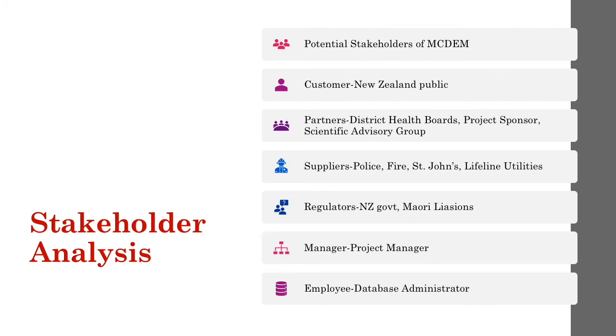Next is stakeholder analysis. A stakeholder analysis is an important technique for identifying stakeholders and analyzing their needs. It is used to identify all the key stakeholders, whether primary or secondary, who have a vested interest in the issues with which the project is concerned. In this project, the stakeholders identified are the potential stakeholders of MCDEM: the customers, partners, suppliers, regulators, managers, and employees.